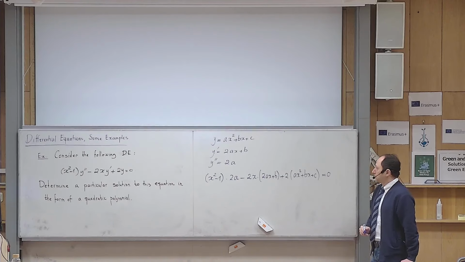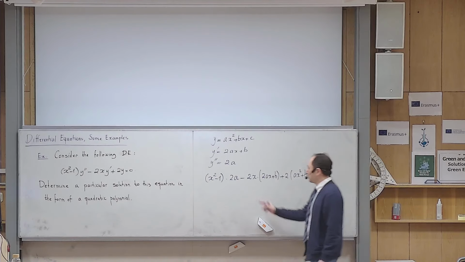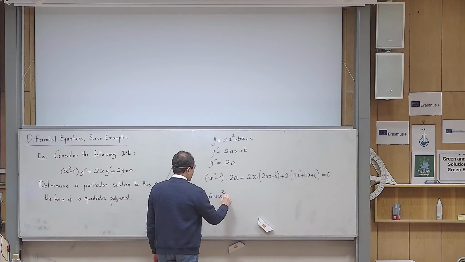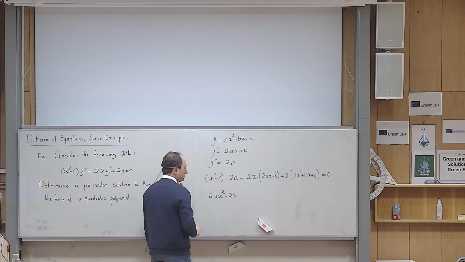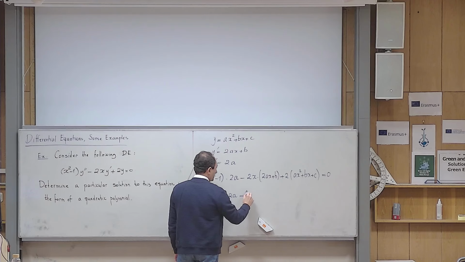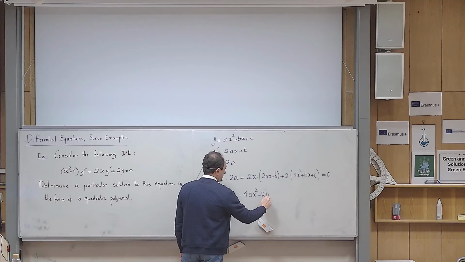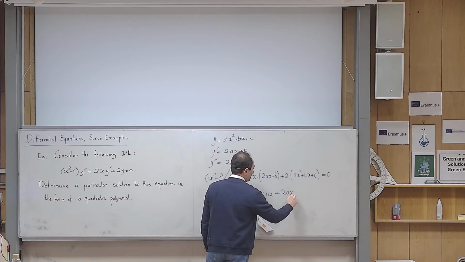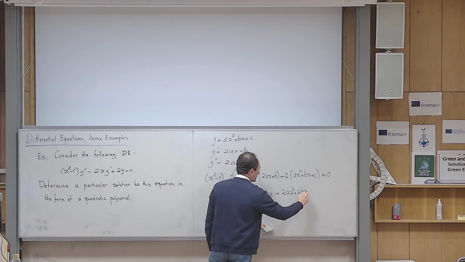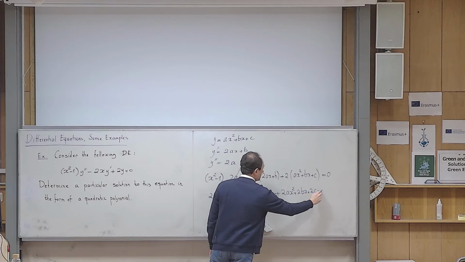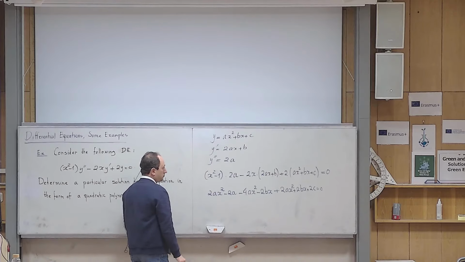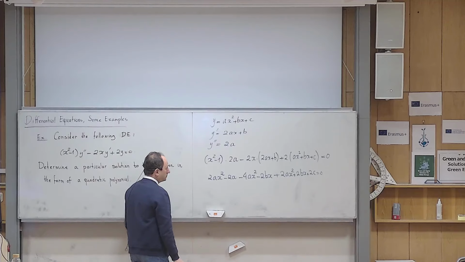But if I simplify this, I multiply this in, so this becomes 2ax squared minus 2a. And then I multiply this in, so it becomes minus 4ax squared minus 2bx. I multiply 2 in, so it becomes 2ax squared plus 2bx plus 2c equals 0. But this is still not a standard quadratic polynomial. I have to simplify as much as I can.